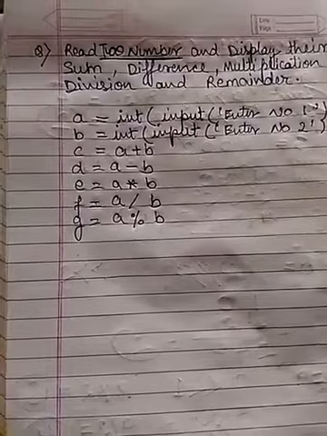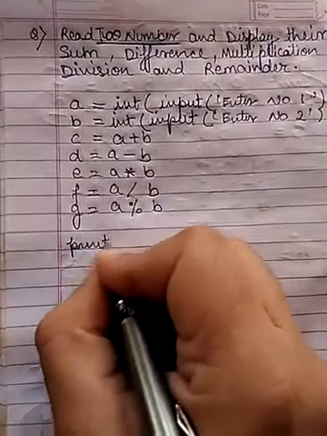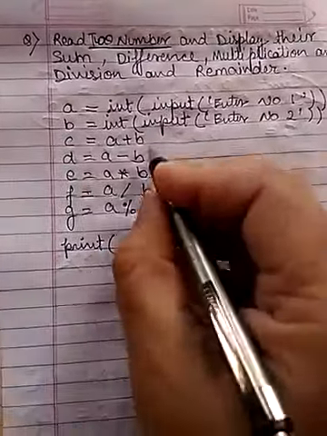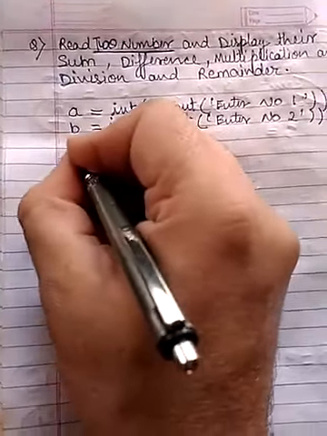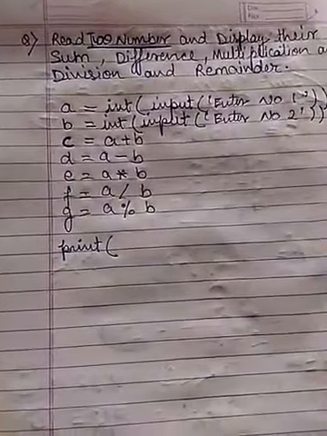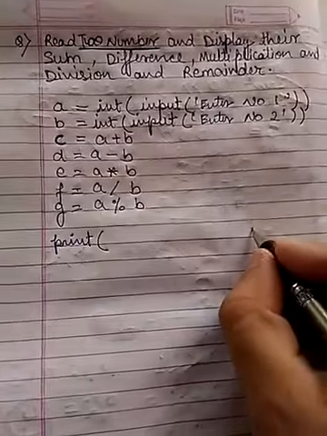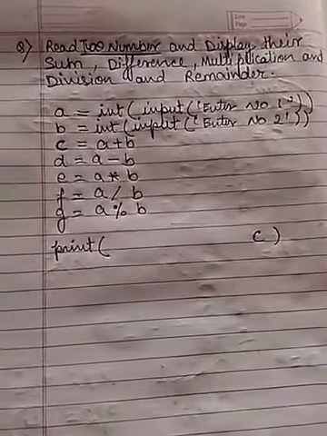Now I want to print the value. So I am writing print. The sum is stored in the variable c. So for the sum I have to display the value of c. So I can simply write c. It will display the value.